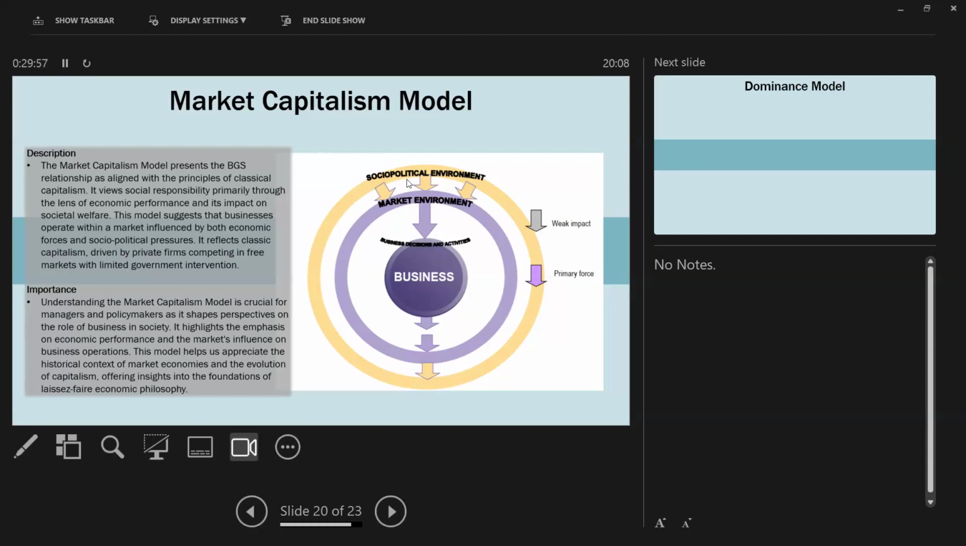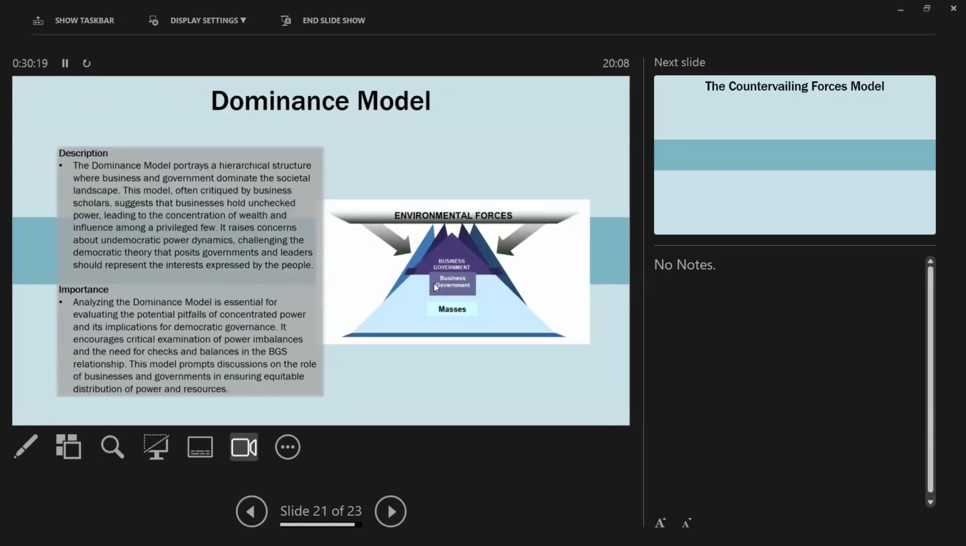So you can see from the diagram there this socio-political environment. This is influencing the market environment, right? And this is the business itself. So basically, we don't see much of government. We don't see much pressure from the government influencing the private firm. So these guys are almost free to do whatever they like.